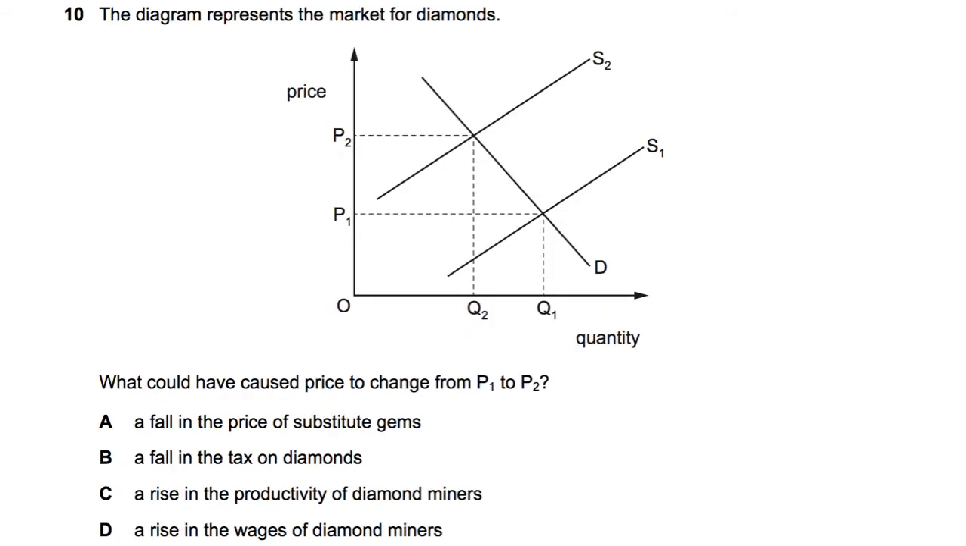Question number 10 is similar to question number 9. It says that the diagram represents the market for diamonds. The supply curve for diamonds is shifting backward, which means cost of production must be going up. And the answer is D. Therefore, a rise in the wages of diamond miners results in the supply curve shifting backward because it's becoming expensive to produce them.